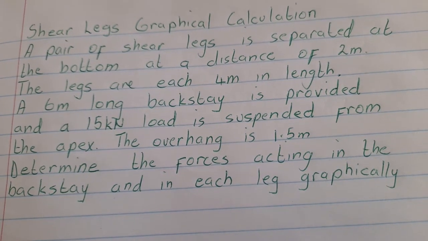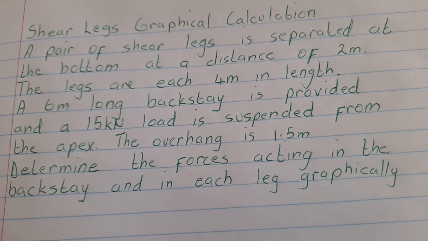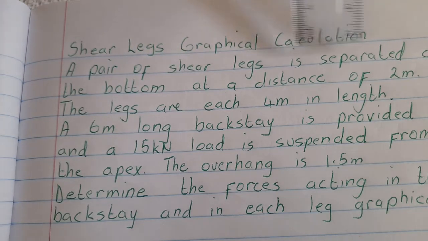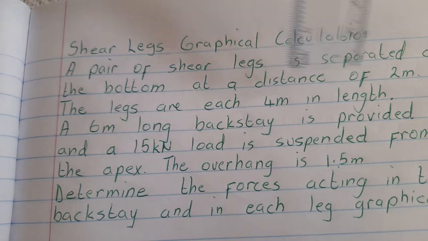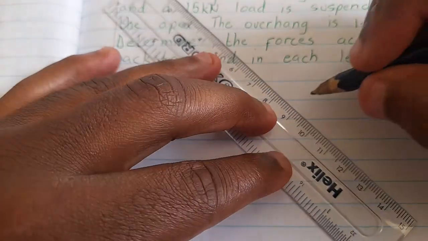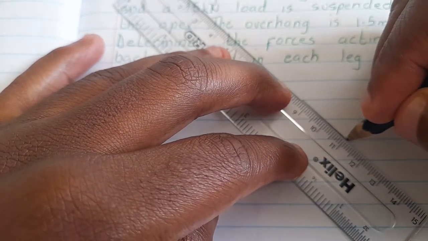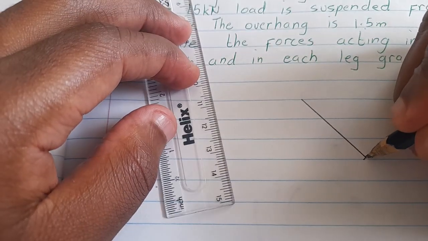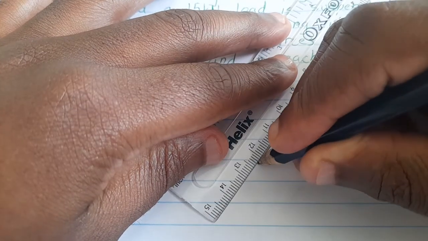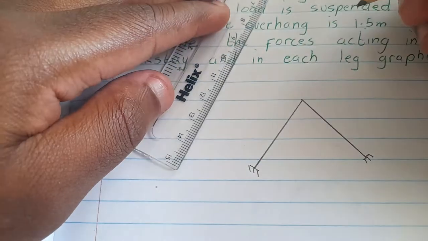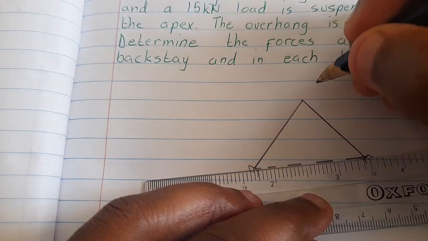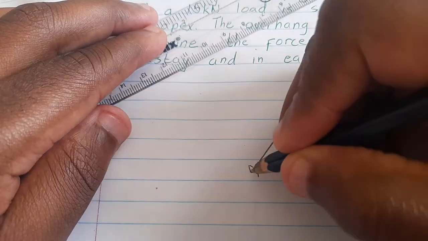Okay, so the first thing that I like to do with this question is a rough sketch of what is happening here. First of all, we are told that a pair of shear legs is separated at the bottom at a distance of 2 meters. So that's the first thing that we want to establish. We'll take our ruler and make this our first leg, and then the other one is right here. So the distance between these two legs is the 2 meters that it's talking about.